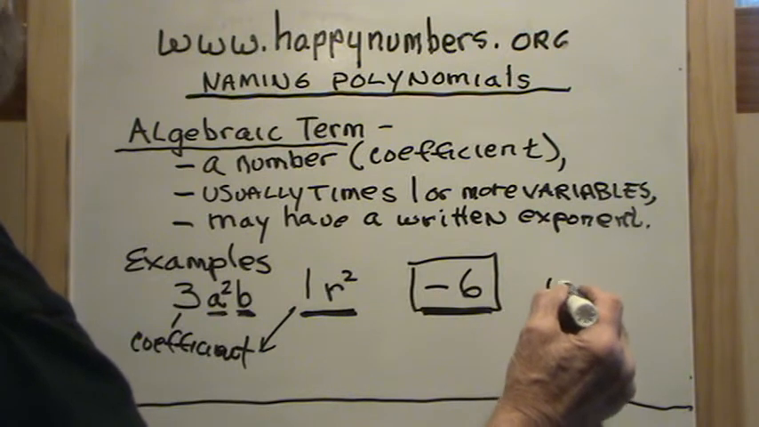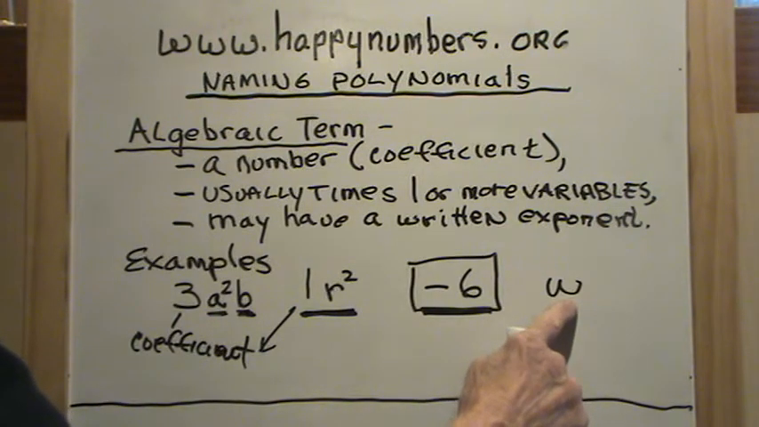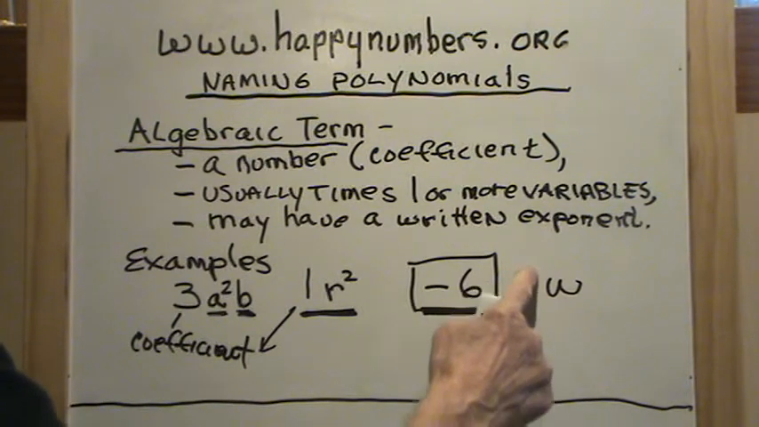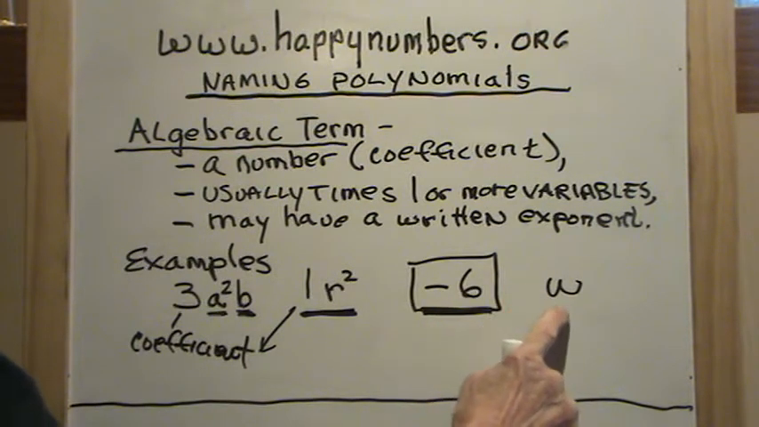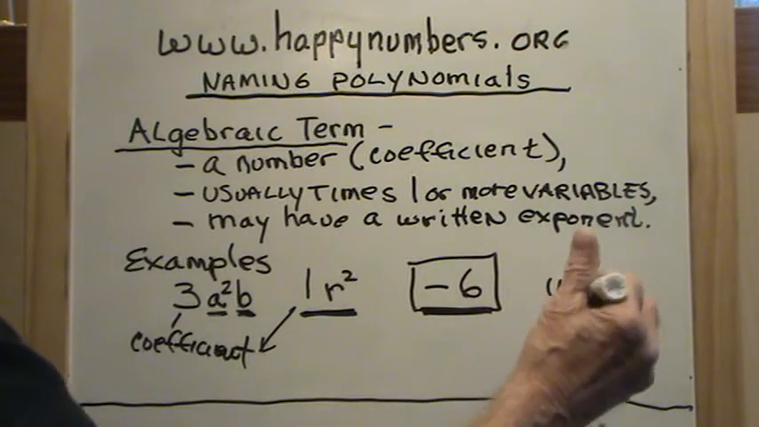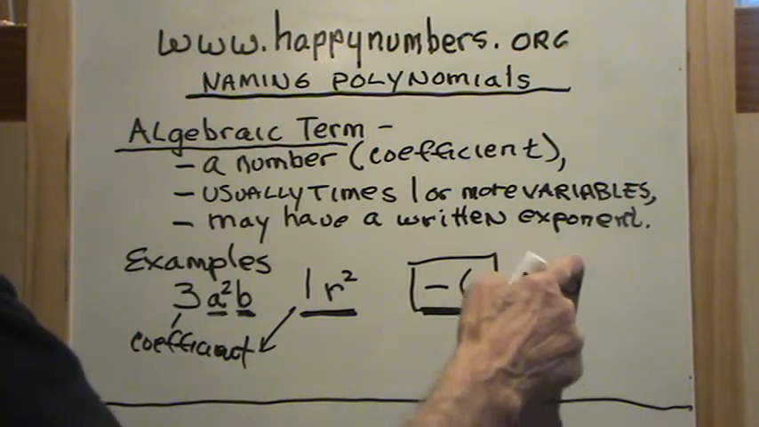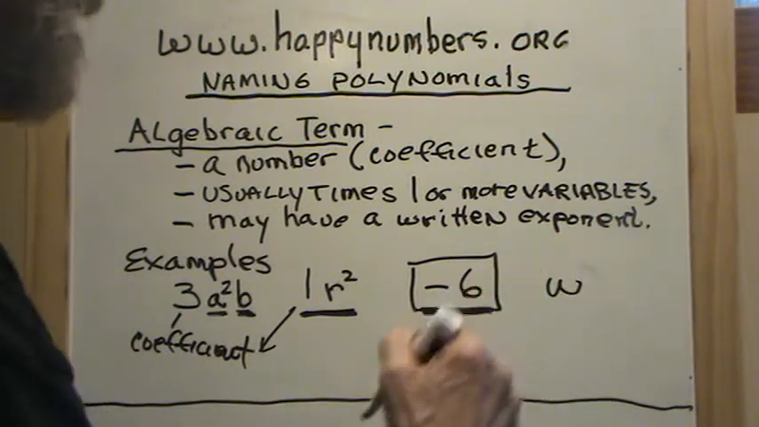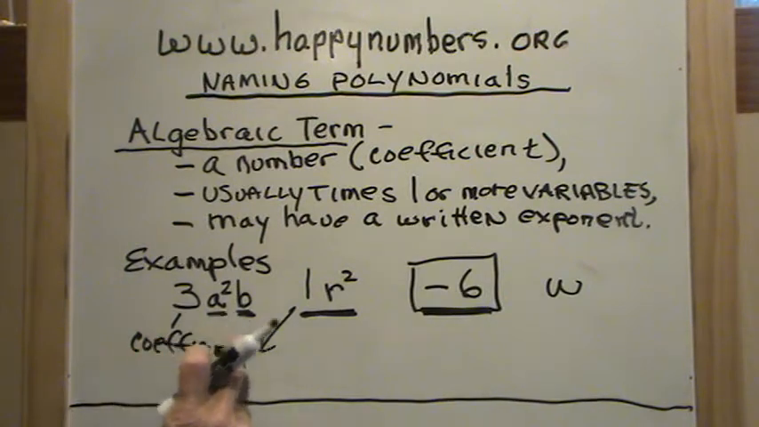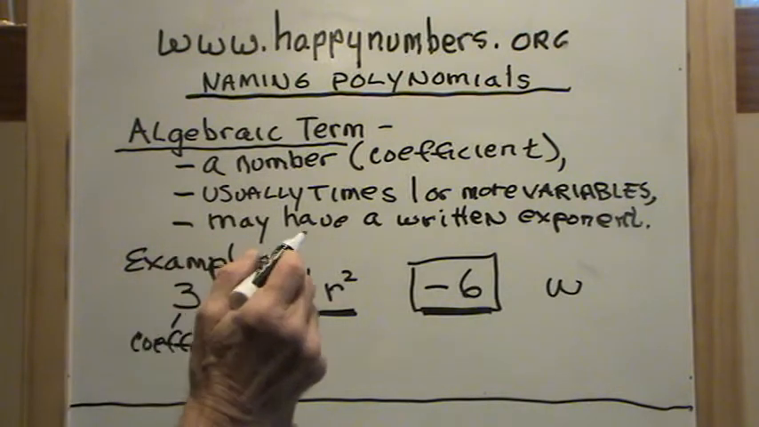Let's take w. W is an algebraic term. It has a number, because this is 1w. It has a variable, which is w, and it has an exponent. The exponent here is 1. This is w to the first power. Whenever it's 1, just like at the beginning, we do not write it. So these are examples of algebraic terms. The concept of the algebraic term is important.